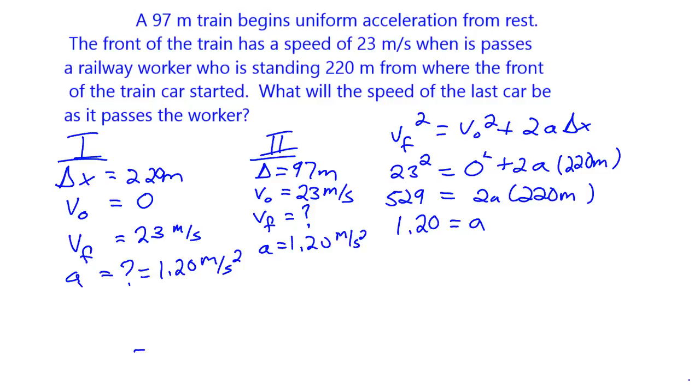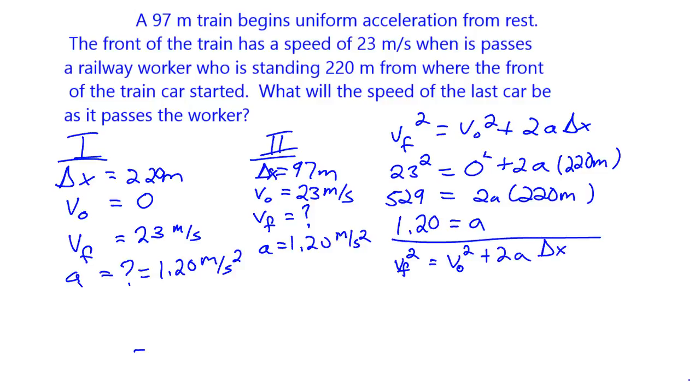So now I've got delta x, Vo, and a in part 2, and we're going to find Vf, so we're actually going to use the same equation again. Vf squared equals Vo squared plus 2a delta x.